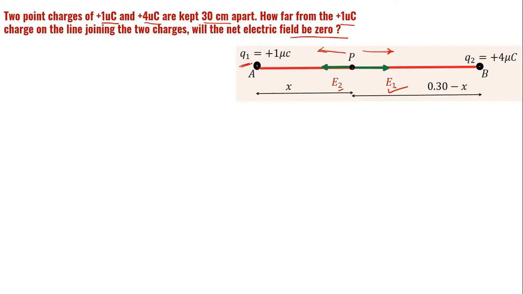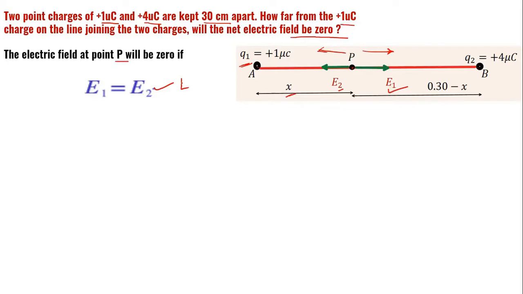Diagrammatically we have shown them in the sense of direction. We have shown E1 and E2. Now we can find the magnitude of E1 and E2. Further, let us suppose the point P is at a distance of x from the point A, and the remaining distance, that is the distance between P and Q2, will become 0.30 minus x, where we have converted it into meters. Now next, the electric field at the point P will be 0 when E1 equals E2, as they are pointing in opposite directions.